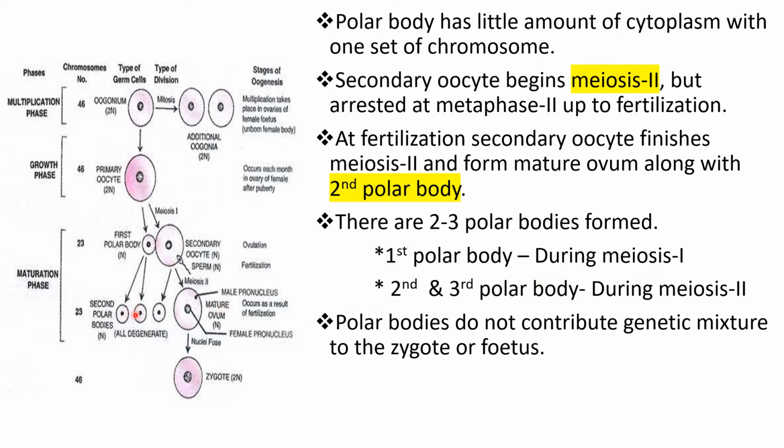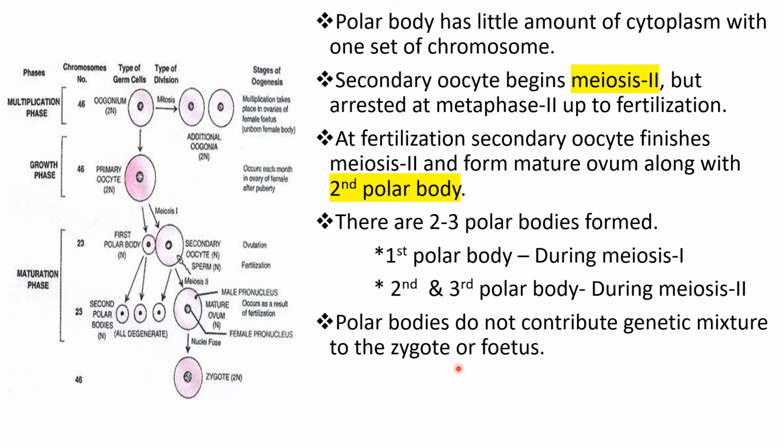Then come to the second and third polar bodies. They are formed during meiosis-II. When secondary oocyte undergoes meiosis-II, two unequal cells are formed. One is the mature ovum, another one is the polar body. This is the second polar body. Sometimes the first polar body will divide further and form two new polar bodies. They are second polar bodies.